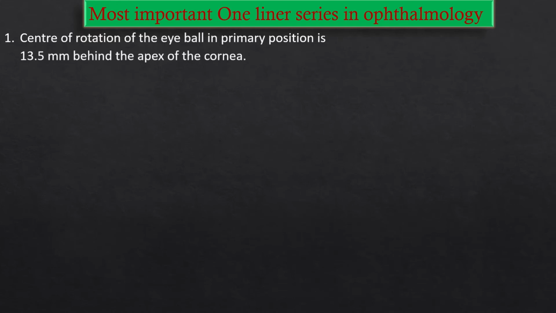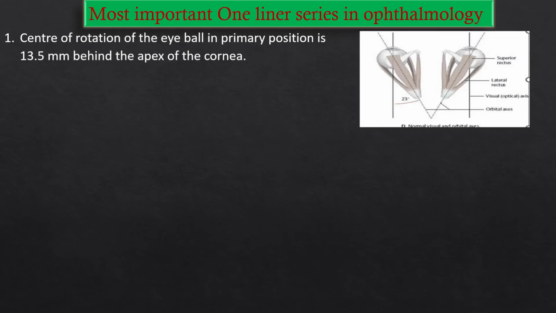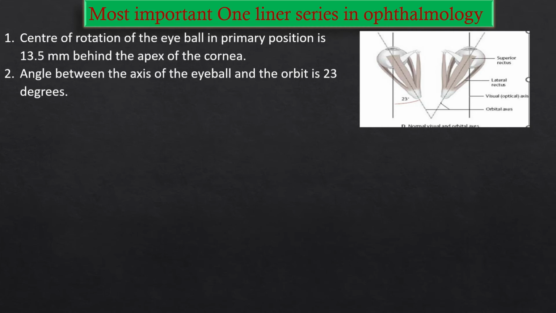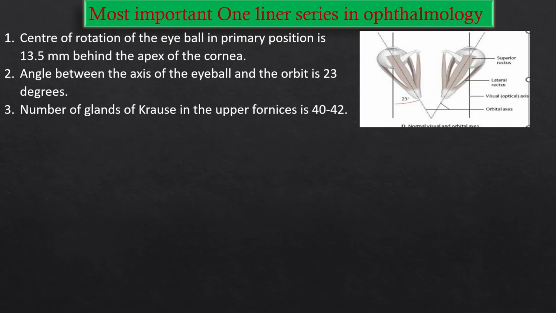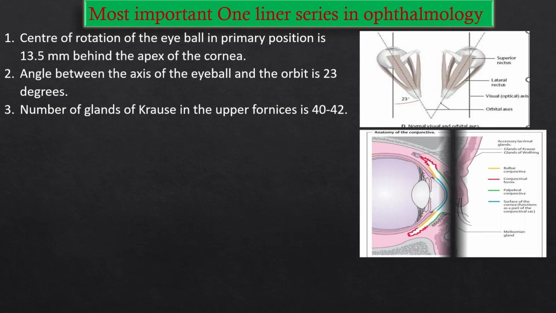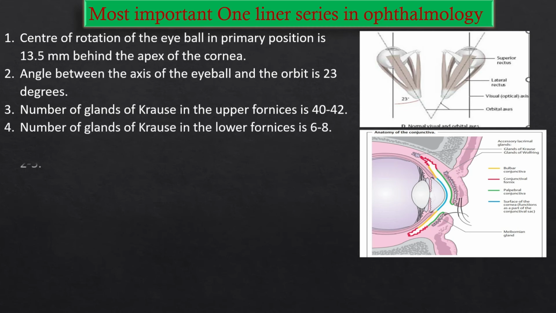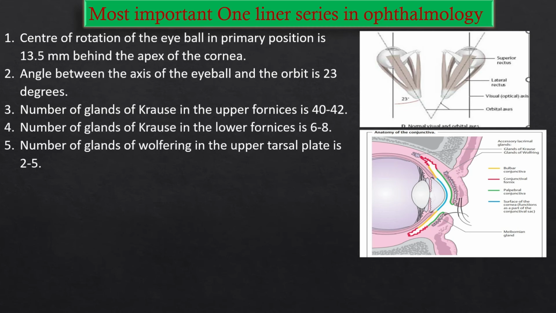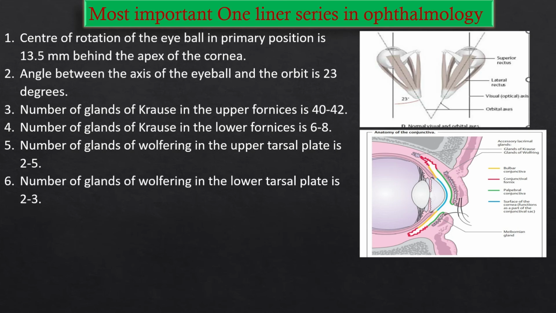Center of rotation of the eyeball in primary position is 13.5 mm behind the apex of the cornea. Angle between the axis of the eyeball and the orbit is 23 degrees. Number of glands of Krause in the upper fornices is 40 to 42. Number of glands of Krause in the lower fornices is 6 to 8. Number of glands of Wolfring in the upper tarsal plate is 2 to 5. Number of glands of Wolfring in the lower tarsal plate is 2 to 3.